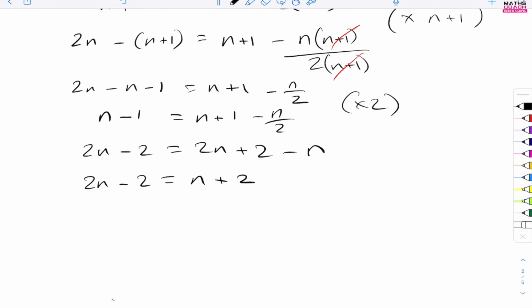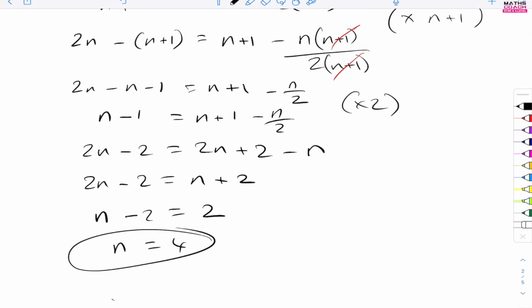Let's now take this n over to this side. So that will be n here. And then minus 2 is equal to 2. Let's now get rid of the minus 2 on this side. Take it to the other side. And then n is equal to 4. So your answer for n is equal to 4.